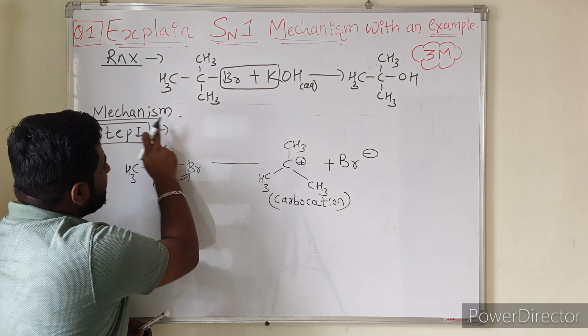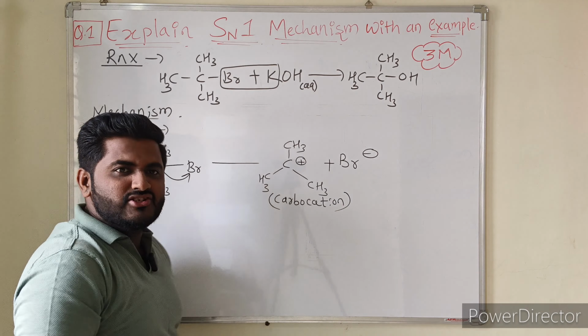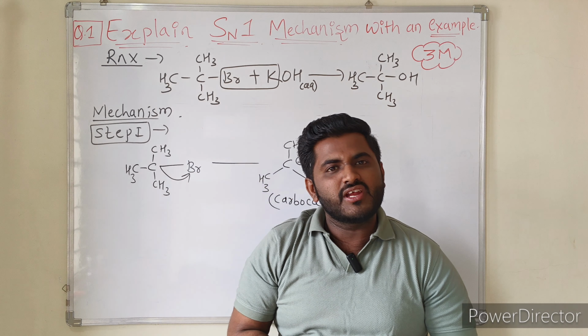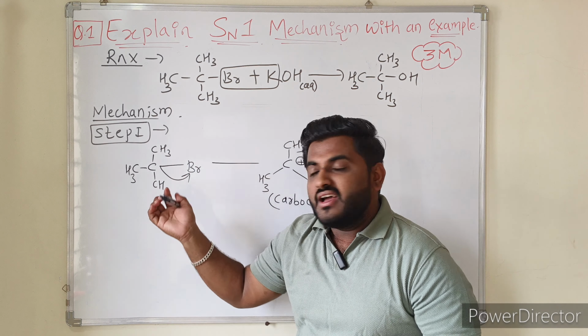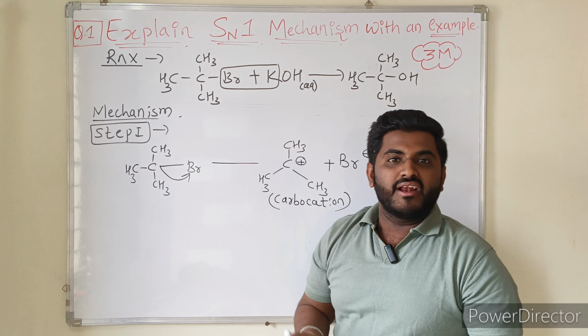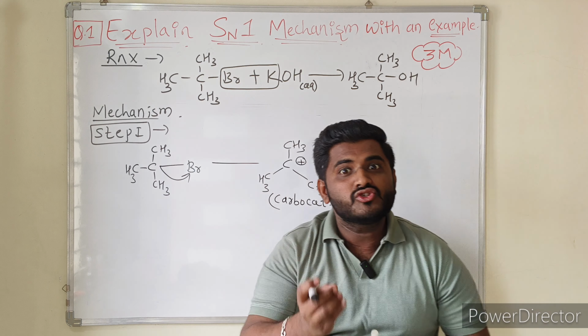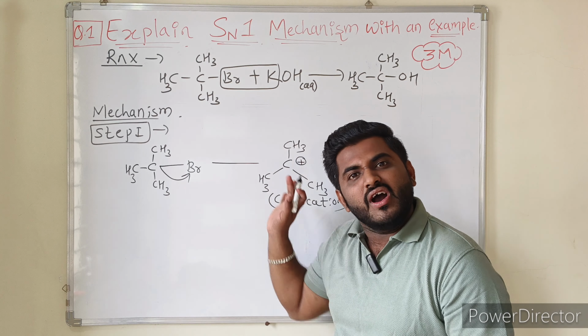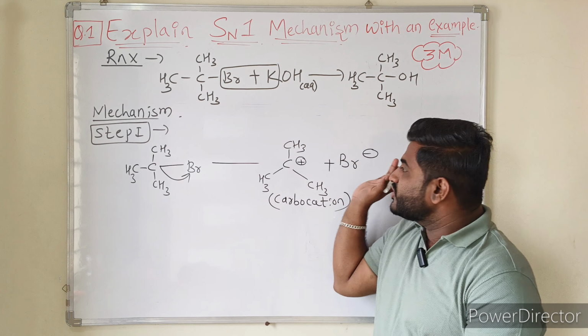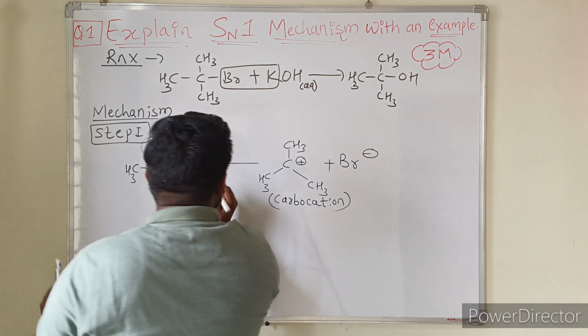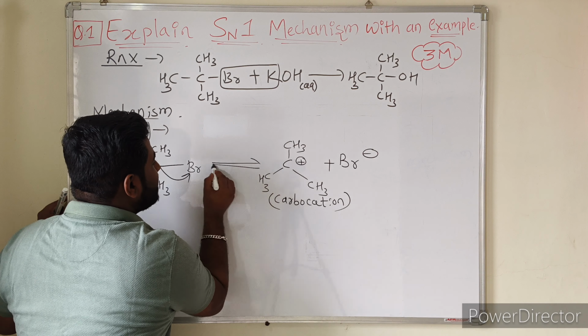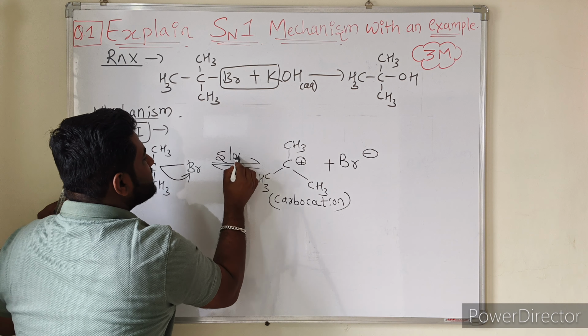Now tell me, is tertiary butyl bromide stable or is the carbocation stable? Tertiary butyl bromide is stable. So we are converting a stable compound to an unstable compound. Is this process fast? No, this process is slow, because it goes from stable to unstable, and there is a chance to come back also. Therefore, we have to show a double-headed arrow like this, and the reaction is very slow.